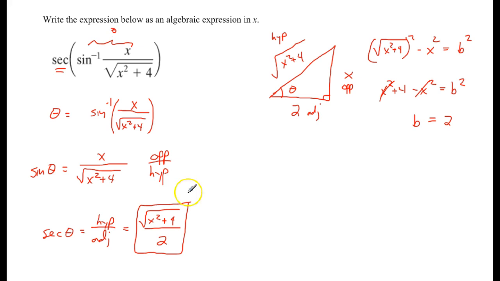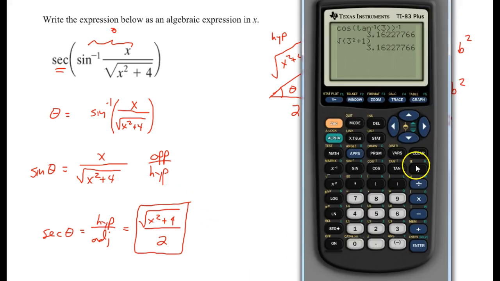Alright, again, pick a random x. It doesn't matter what you pick to check, as long as it's in the domain of arcsine, and this will be in the domain because of just the way it's written. But secant, again, that's reciprocal of cosine. I'm going to use arcsine. I'm going to pick, again, it doesn't matter, 5 divided by the square root of 5 squared plus 4.